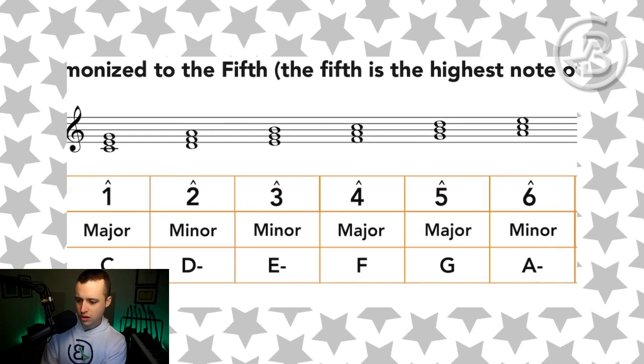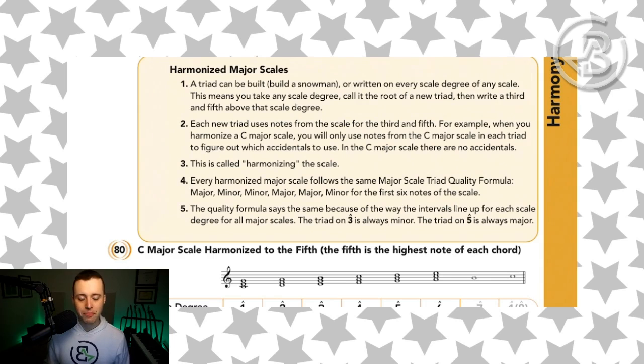The lowest notes of all these triads make up a major scale. C, D, E, F, G, A. We're not going to talk about B for now. And then we can see that we have a snowman built on every single one of these scale degrees. That's going to give us many more triads.